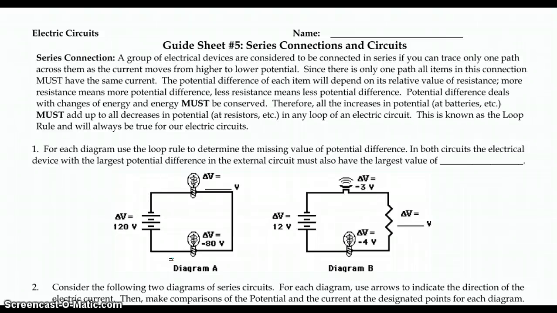The key to a series connection is that your circuit will only have one path. So from the high potential point at the negative terminal of the battery or power supply to the positive terminal at the low potential, you should only be able to trace one path for the electron to travel. Since there's only one path, there's no other place for the electrons to go, and it's always going to move from higher to lower potential.